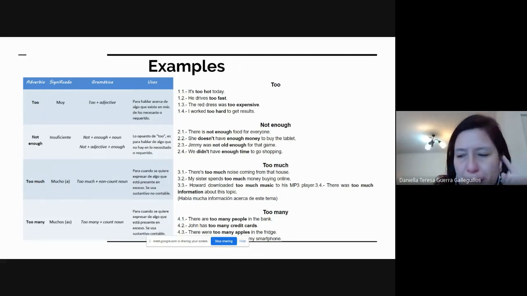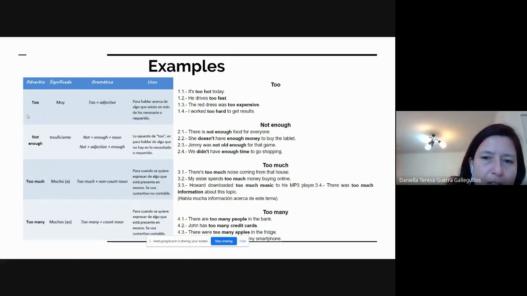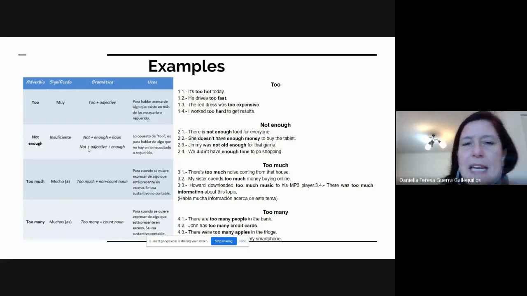Exactly, to go shopping. Remember the pronunciation for shopping. But very good, congratulations. Do you understand the concept of not enough? Yes. Okay, so remember, not enough means not sufficient. There is not enough. And as you can see, all the sentences are written in negative. There is not, she doesn't, was not, didn't. So you always use not enough as a negative sentence to say not sufficient.